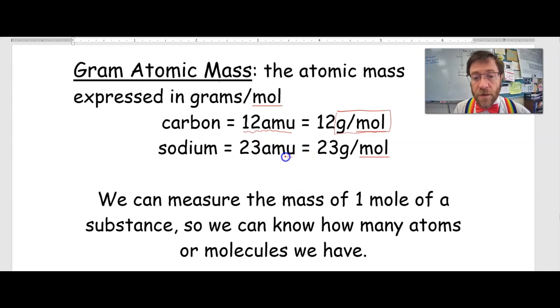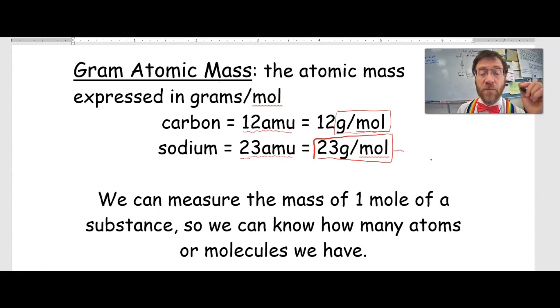Same thing with sodium. Sodium weighs approximately 23 atomic mass units, which means it is also 23 grams per mole. So if we take sodium and we scrape 23 grams of this stuff onto a scale, that means we have approximately 6.02 times 10 to the 23rd atoms of sodium. And that is the link between grams that we can measure in lab and numbers that we see in the chemical equations. That's it right there.